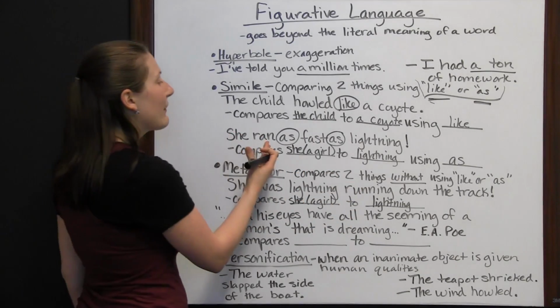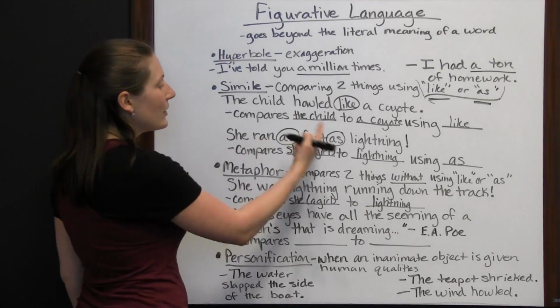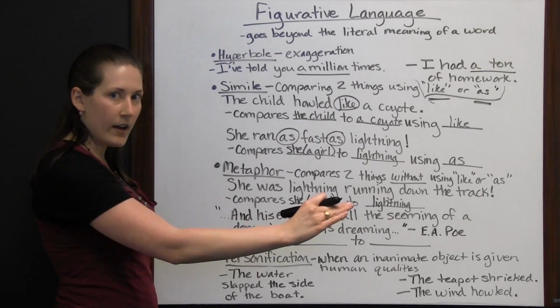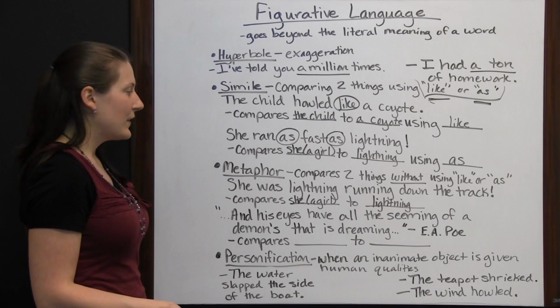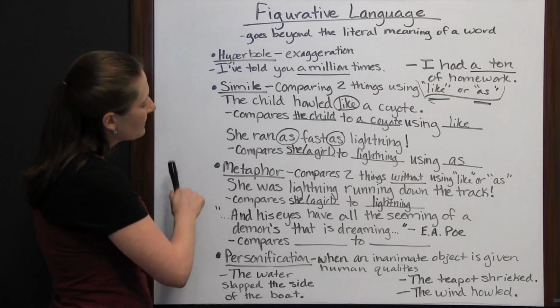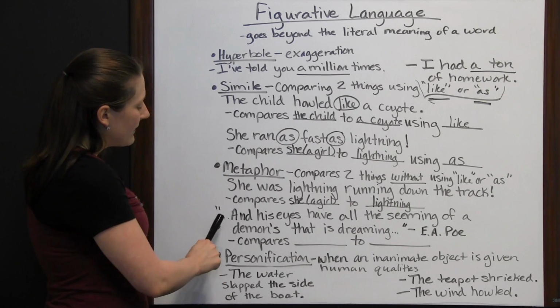It doesn't say she ran as fast as lightning. It doesn't use like or as, it just says she was lightning. So it's a different way to use the same kind of figurative language. So that's one example of a metaphor.